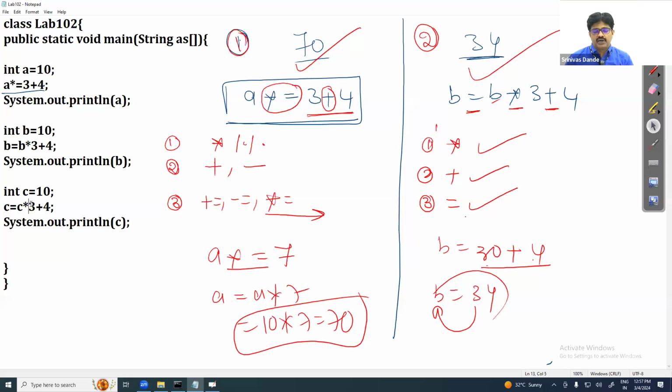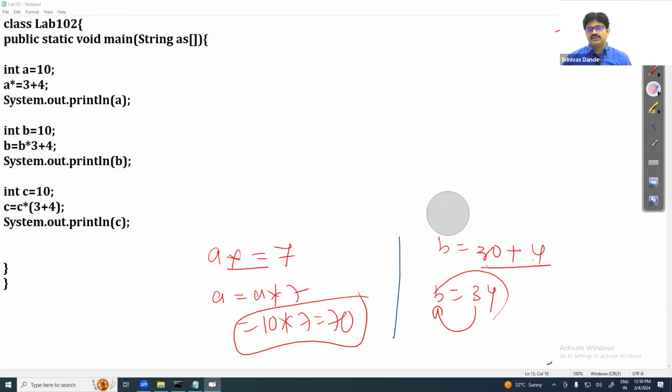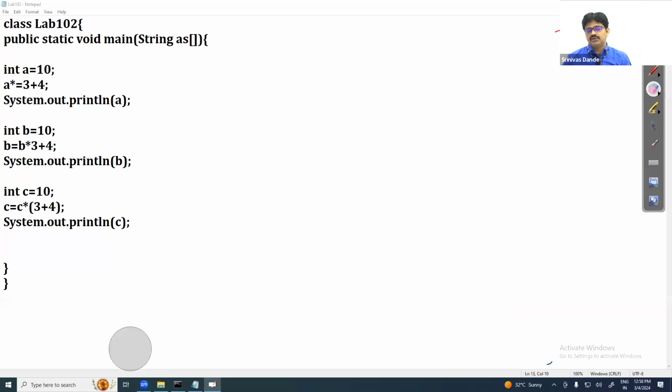Vishnu Priya, you're right. Parentheses you have to use. To give priority to plus, generally star takes priority, but I want to give plus more priority. Put that in parentheses, it takes more priority. What is C value now? C becomes 70. Is that clear about operator precedence? Very good. So the output of this program is 70, 34, and then 70.